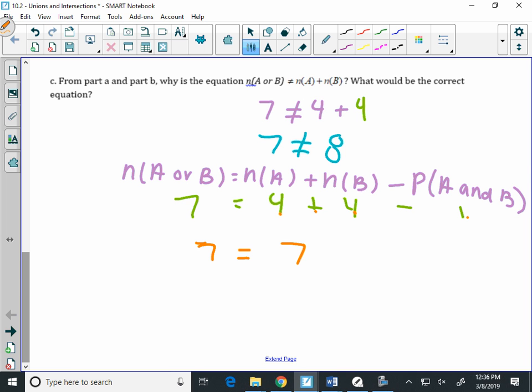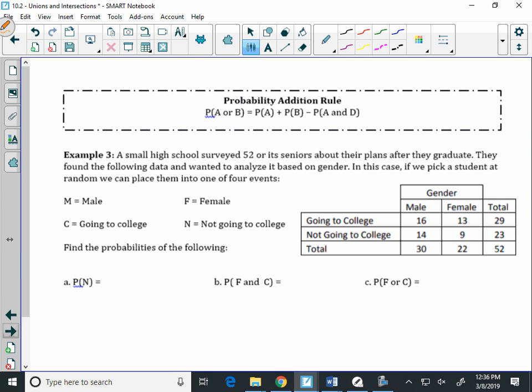Questions over that? Okay. This concept applies to probability, because we're going to be asked what's the probability of one event happening or another. Okay? Oh, and this should be a B, not an A, B. That should be B. So the same formula applies.